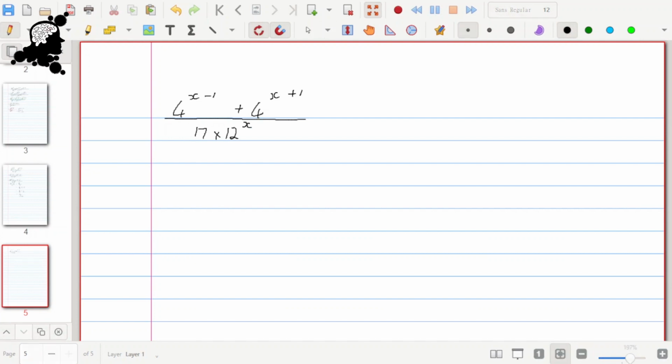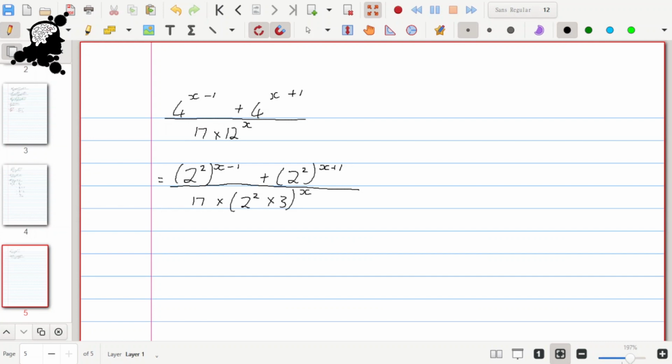Okay, we said our first step is to make sure that we write the bases as prime numbers. 4 as a prime number is 2 to the power 2, to the power x minus 1, plus 4 as a prime number, 2 to the power 2, to the power x plus 1, divided by 17, which as a prime number is just 17. We can't simplify that. Now 12 as a prime number is 2 to the power 2 times 3, to the power x. Right, we are done writing our bases as prime numbers.